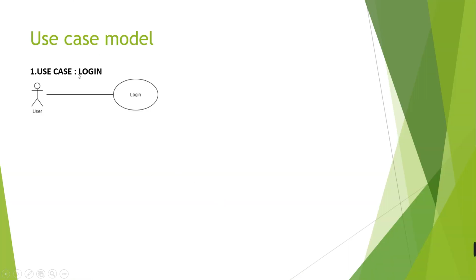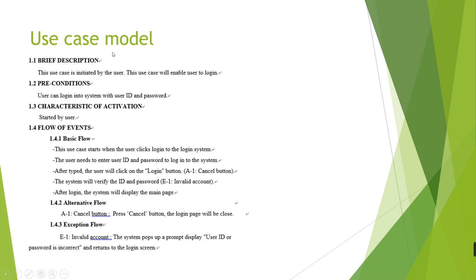And for the use case model, the first use case is login. The use case will enable the user to log in, and it is started by the user. The basic flow: the use case starts when the user clicks login, and then the user needs to enter the correct ID and password to log into the system. After typing, the user will click on the login button.